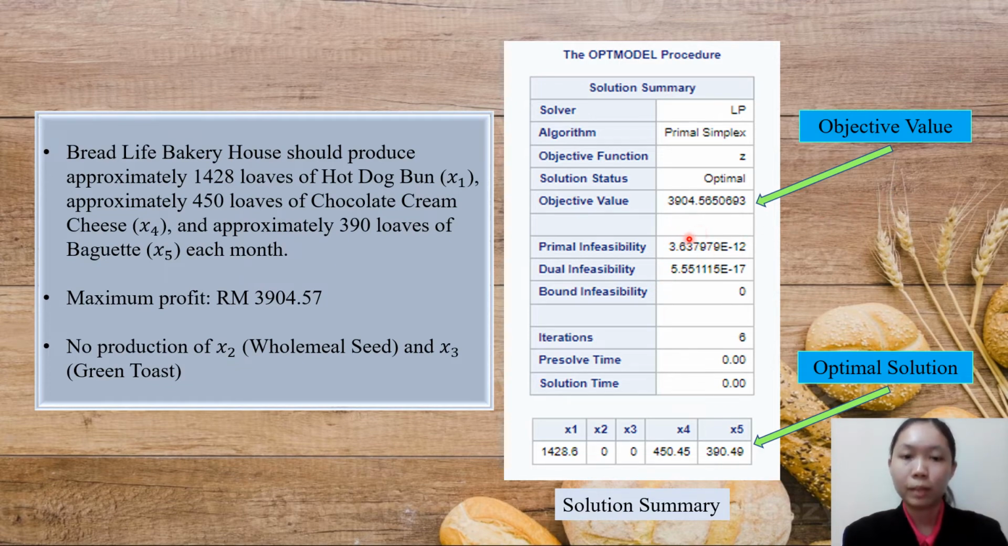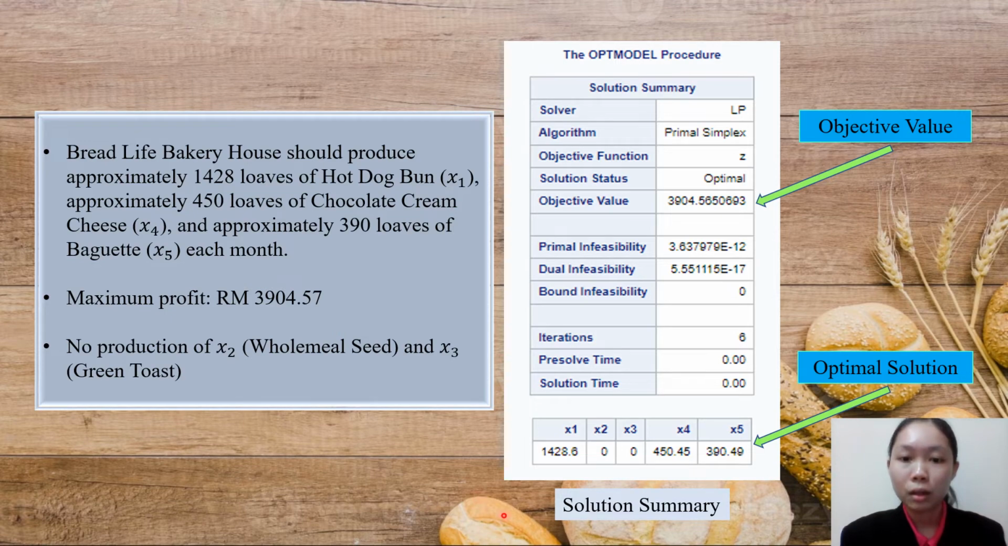3904.57. This indicates that BakeLife Bakery House should produce approximately 1,428 loaves of hot dog buns, approximately 450 loaves of chocolate cream cheese, and approximately 390 loaves of market each month in order to obtain a maximum profit of 3,904 ringgit and 57 cents.